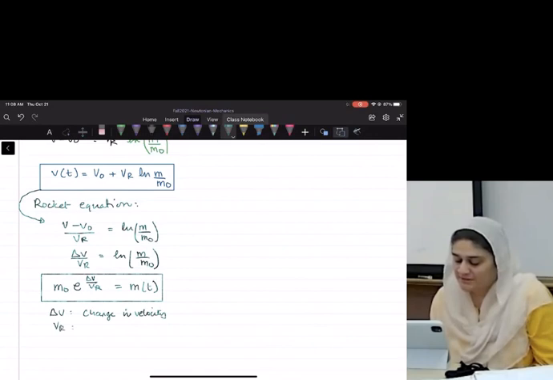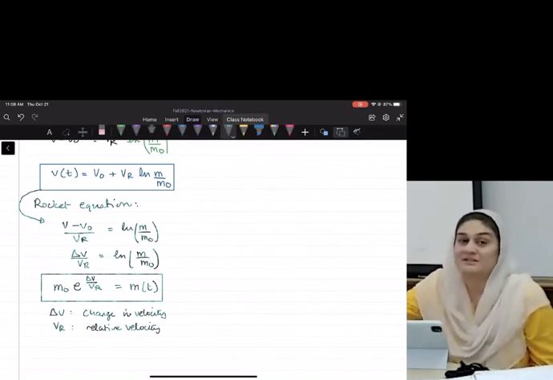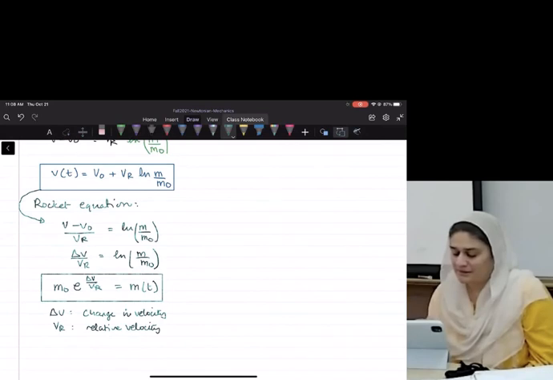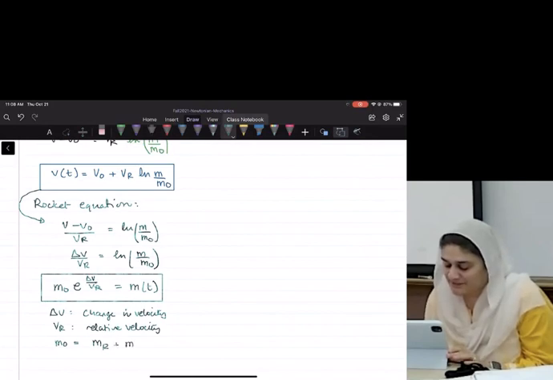v_r is the relative velocity of what? The rocket to the exhaust gases. And m0 is what? Mass of the rocket plus mass of the fuel.